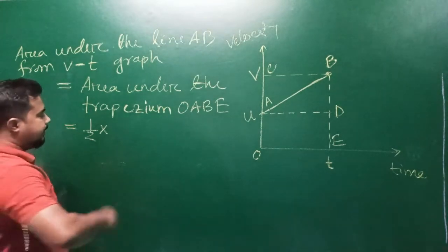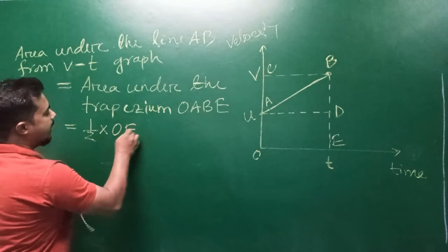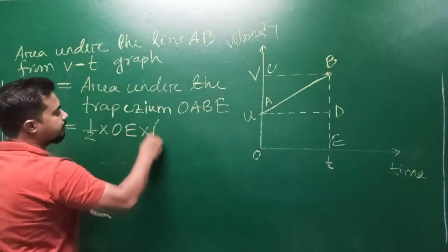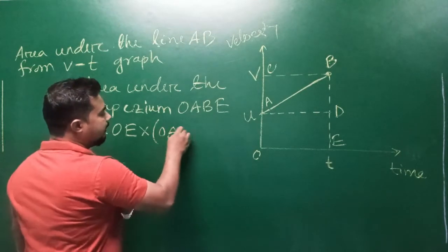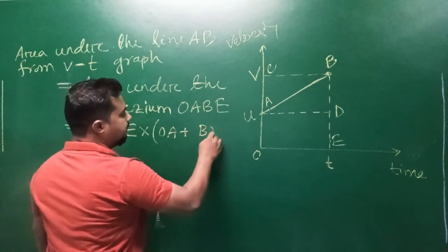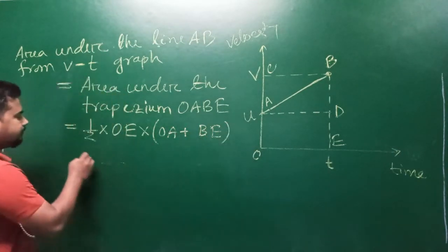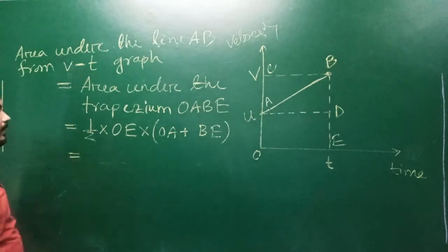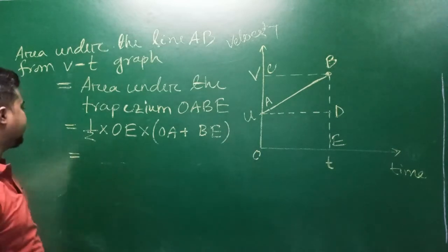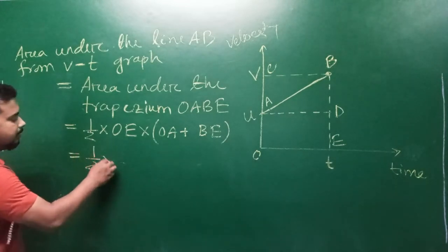Now we can write, height means it is OE, height of the trapezium, into summation of two parallel sides. Then we can write OA plus BE. OA plus BE is equal to OA plus BE, we can write here. Okay, now if we put their values here.